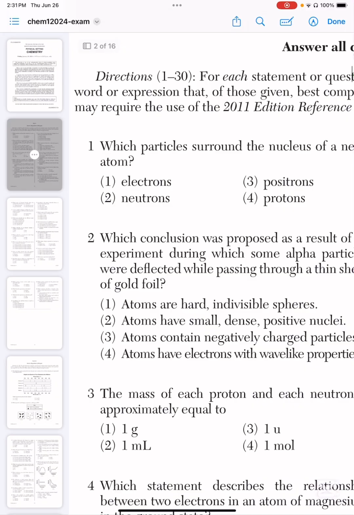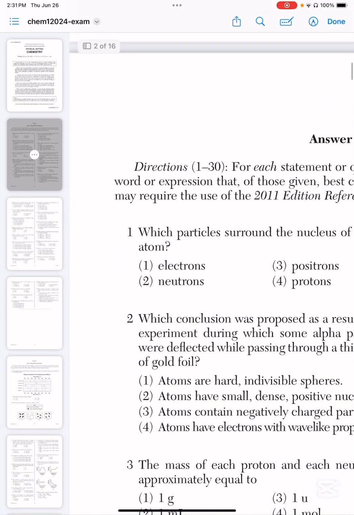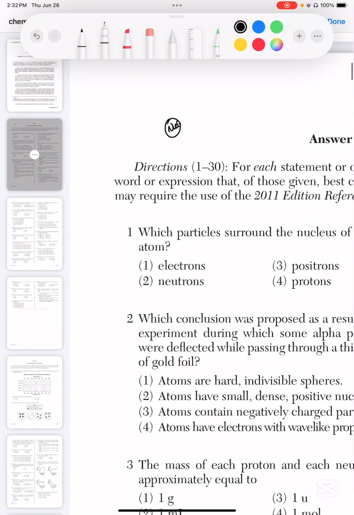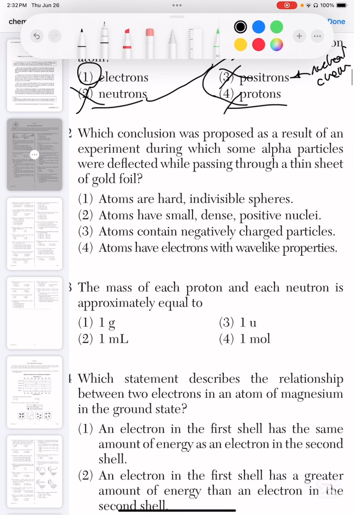Okay, so, like the basic model of an atom, this is the nucleus, and it has electron shells. So electrons surround the nucleus of an atom. These two are what makes up the nucleus of an atom, so that doesn't make sense. And this one is from nuclear chem. It's a type of emission, so this also doesn't make sense.